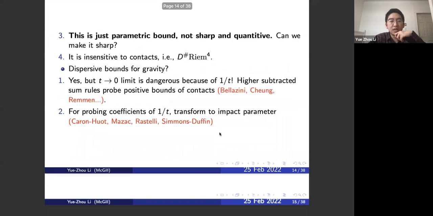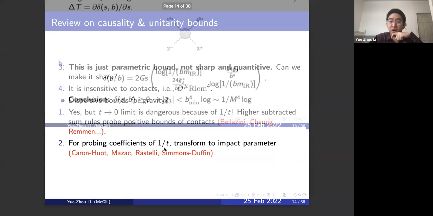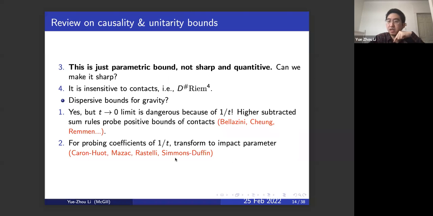But for probing the coefficient of 1 over t, the idea was proposed by Caron-Huot, Mazac, and collaborators last year. That means we don't take the forward limit. Rather, instead we transform to the impact parameter space. I'm going to introduce it later.